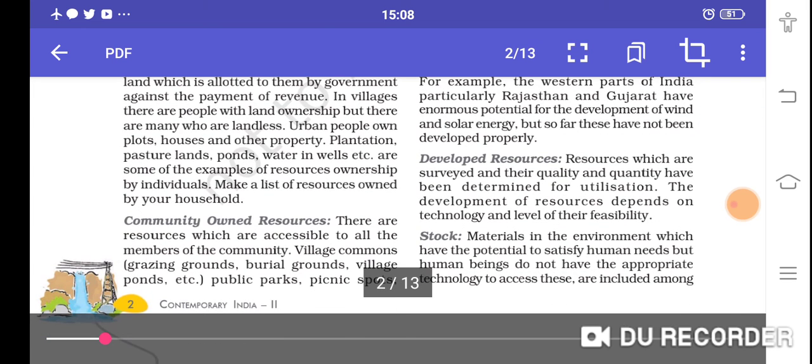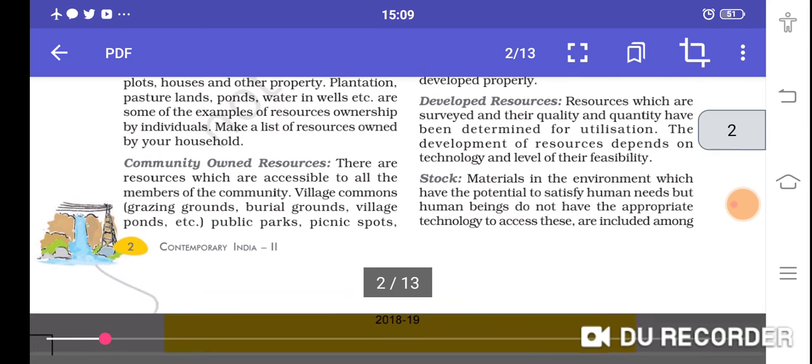Now, the developed resources. What do you mean by developed resources? Resources which are surveyed and their quantity and quality have been determined for utilization. The development of the resources depends on the technology and the level of feasibility. Means the type of resources which are surveyed and their quantity and quality have been determined, but the utilization was not in progress. That type of resources is known as developed resources.